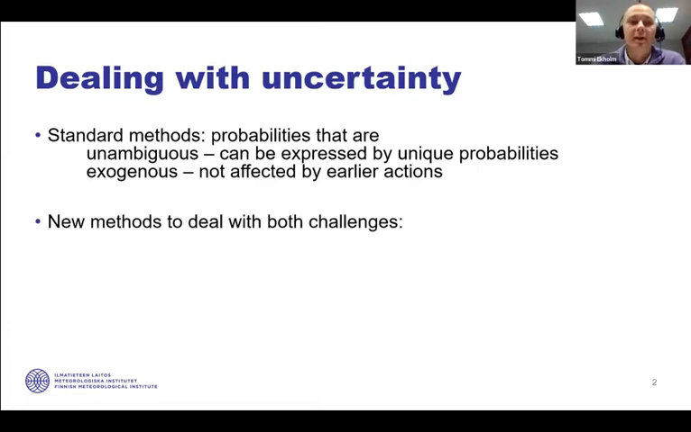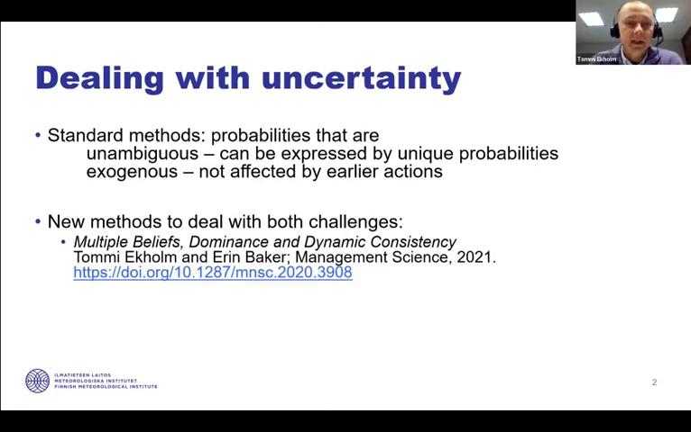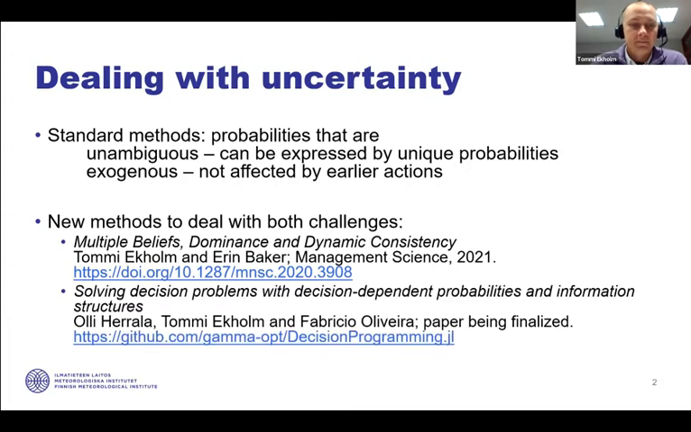But there's been new methodological development in both of these branches. These are two distinct things, and I'm just going over a bit of development that I've been working on with different people. On ambiguity, this is based on a paper that was just published this year that we did with Erin Baker from University of Massachusetts. And the endogenous uncertainties is something that we are working on with Olli Herrala and Fabio Oliveira from Aalto University.